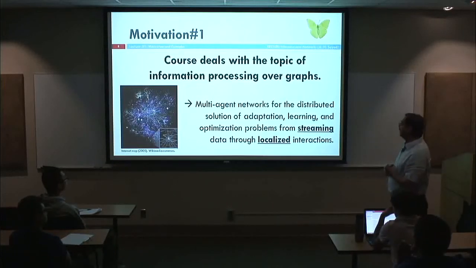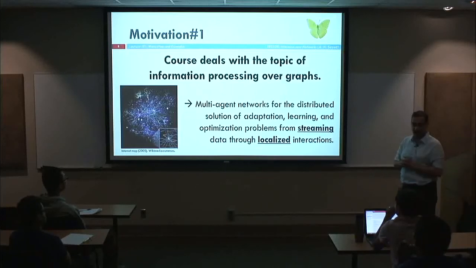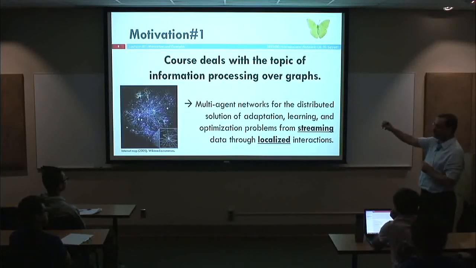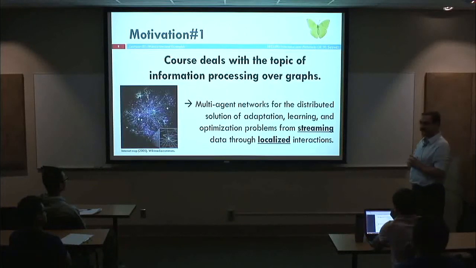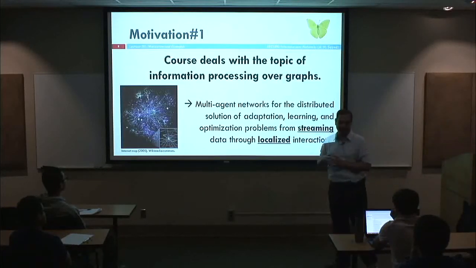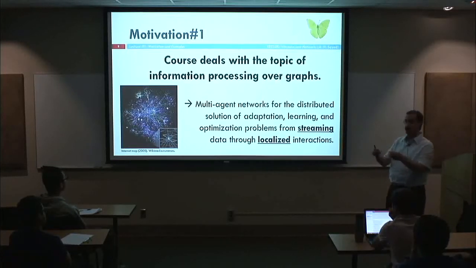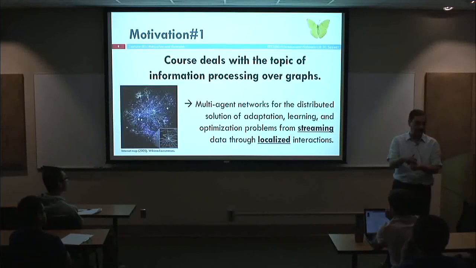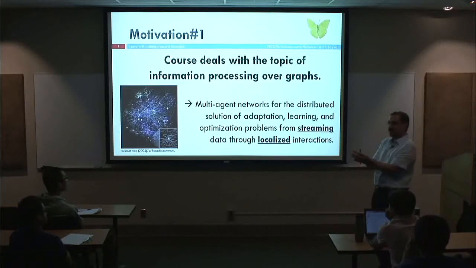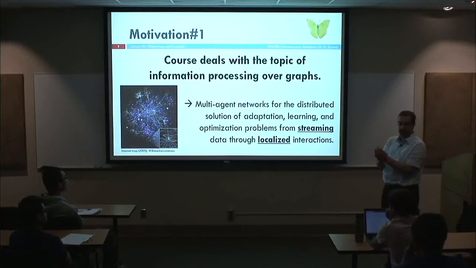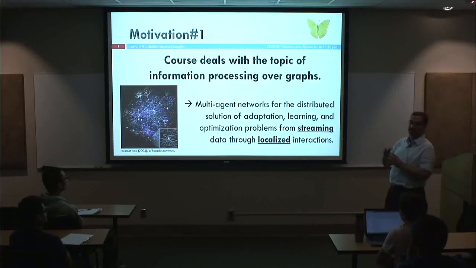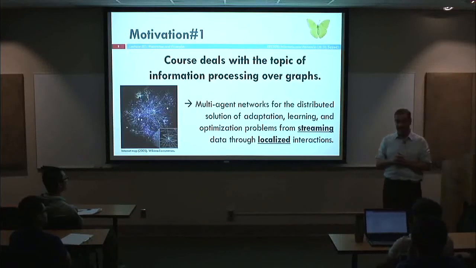Okay, so that's the high-level description of the course. It deals with the topic of information processing over graphs. I'm interested in studying networks of agents that are interlinked by some topology. They share information only locally. Every agent has access to information from its neighbors or a subset of its neighbors. And through localized interactions, I would like to develop algorithms, strategies that allow these networks to solve adaptation problems, learning problems, and optimization problems in a very efficient manner.